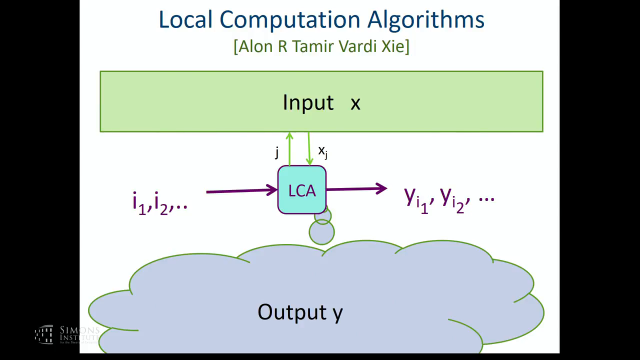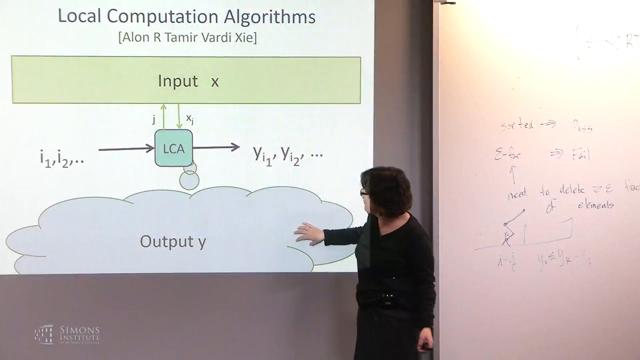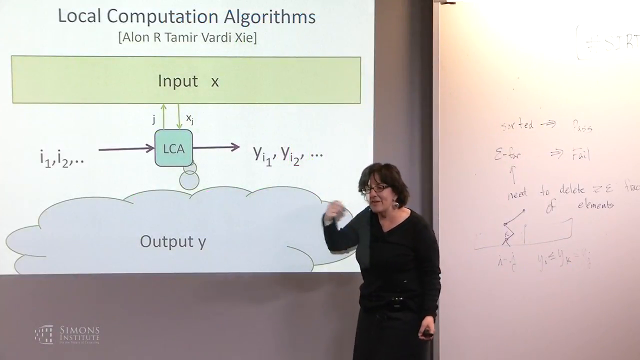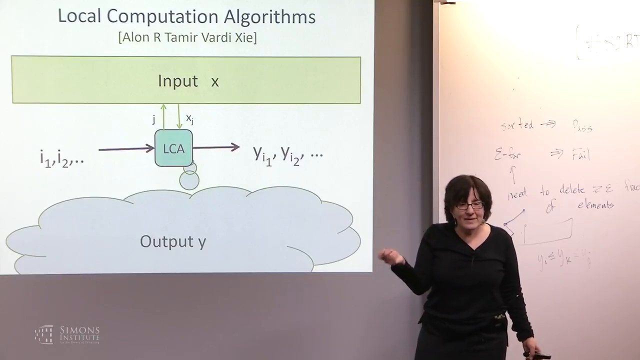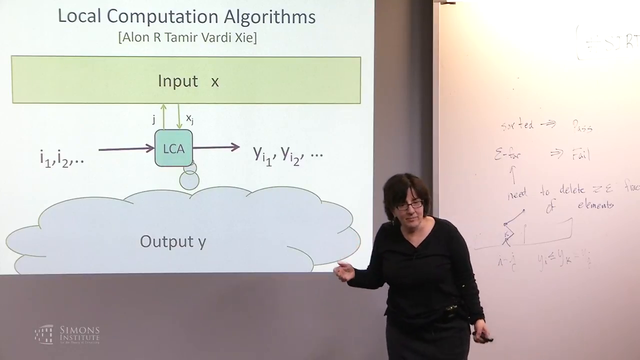And what this does is it gets queries. Like some user says, I'm interested in location I1. I'm interested in location I2. And you send it to this local computation algorithm. And it says, oh, okay, I'm going to make some queries to input x and figure out here's y(i)1. That's the value at y(i)1. Here's the value at y(i)2. And every time I ask it about a new location, maybe I'm doing binary search, based on what I see, it'll give it to me. Okay?